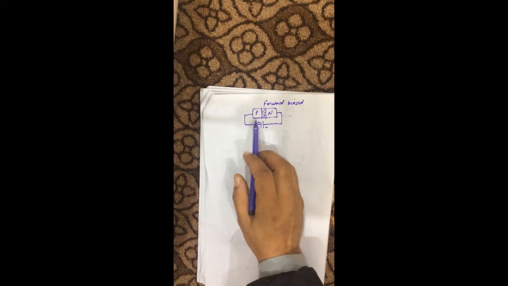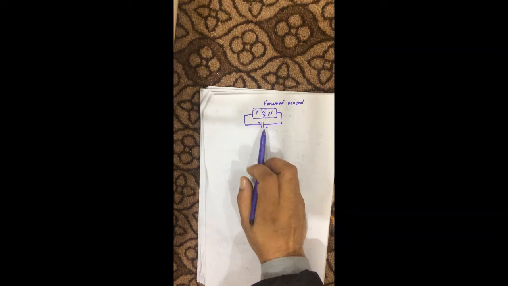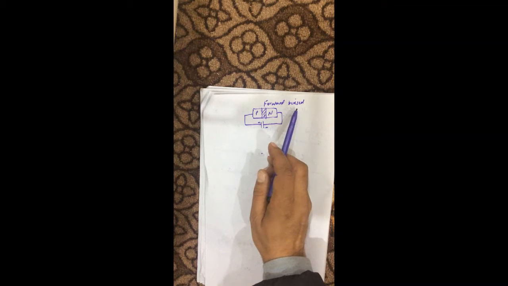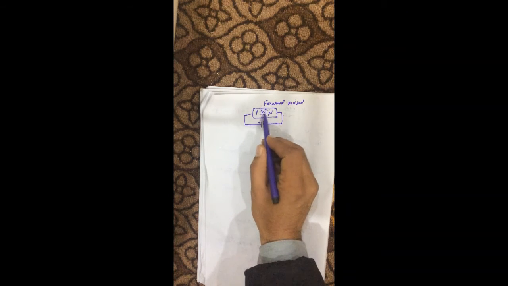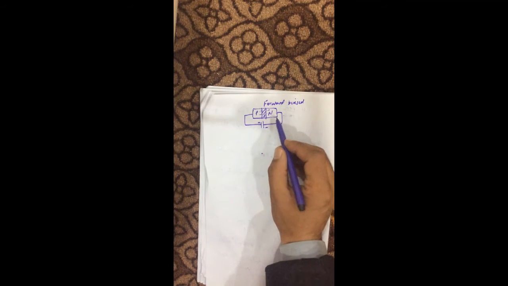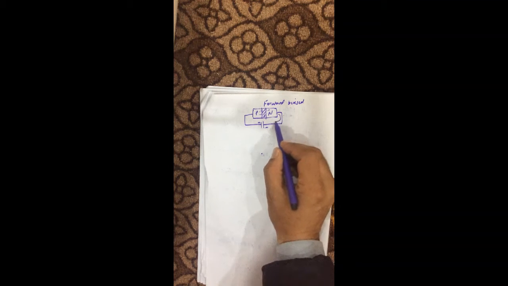Now if the p region of this p-n junction is connected to a positive terminal and the n region to a negative terminal, then we say that this p-n junction is forward biased. So there is a flow of current through this junction. Electrons move this way and holes move this way. The direction of current is from the positive to the negative terminal, so the current will flow in this way.